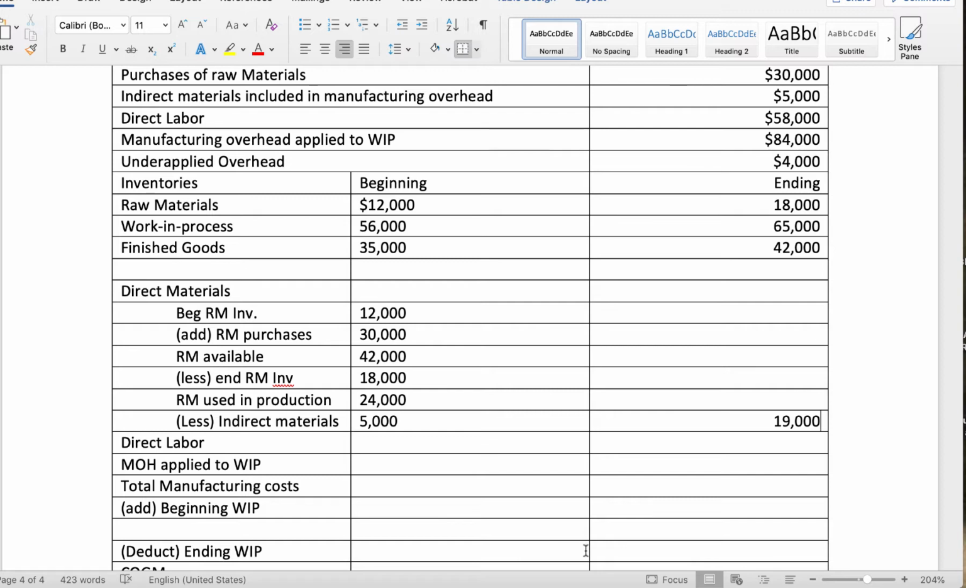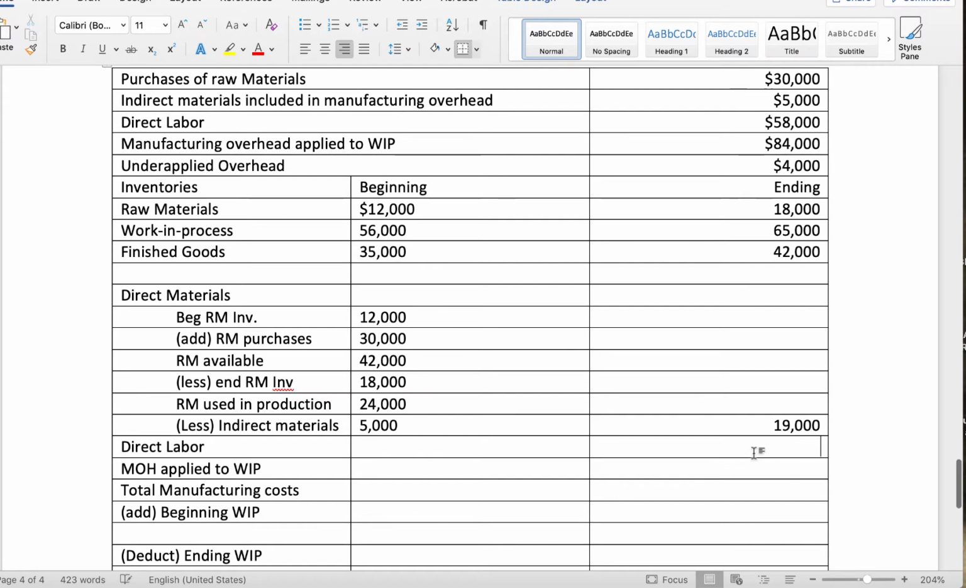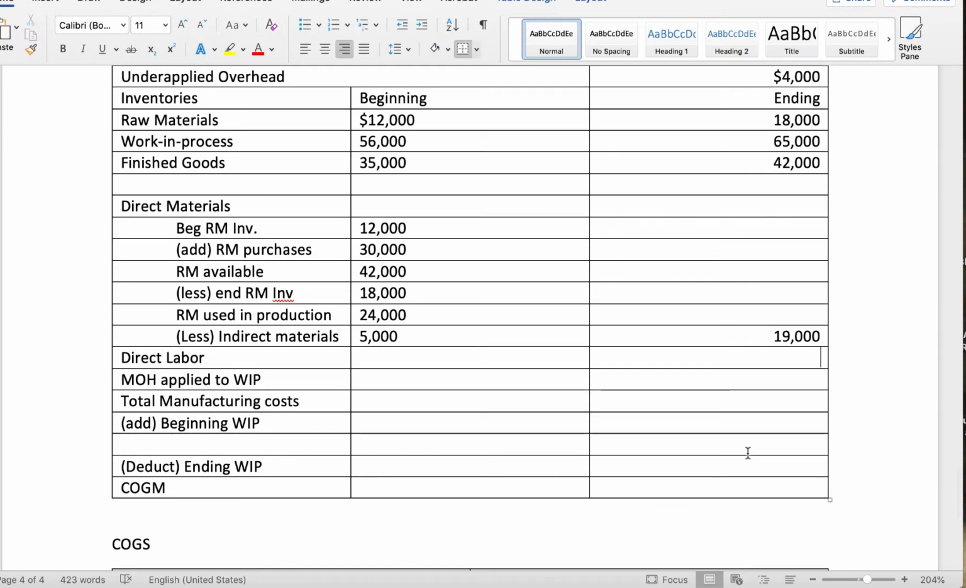Direct labor. How much direct labor was used? Easy peasy lemon squeezy. Why? Because they tell us, here's your direct labor. Direct labor in this problem is $58,000.